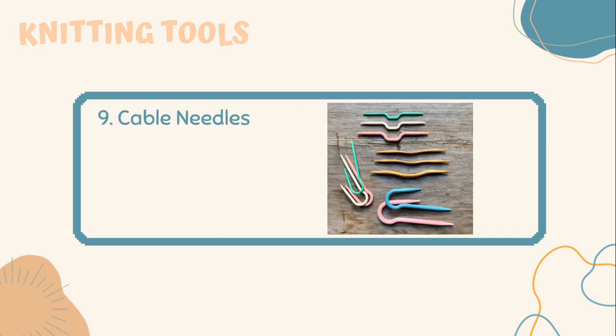Cable needles. Cable needles are a special kind of knitting needle used to hold stitches in the front or behind your knitting so that the stitches can be picked up and knitted after knitting other stitches first.